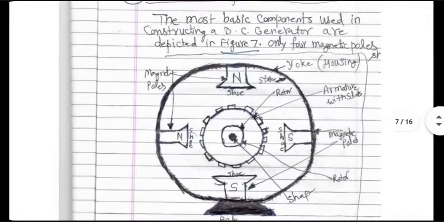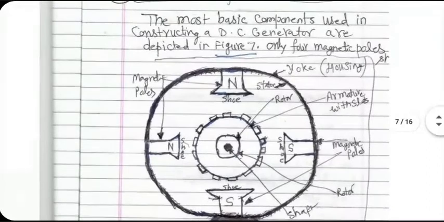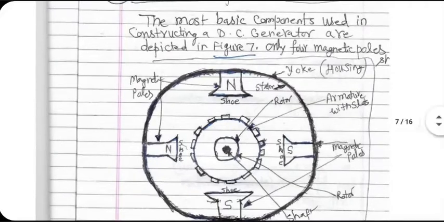Oh, by the way, the part that generates the electrical power is known as the armature. That means the rotating part, which has got all the conductors, is going to be called the armature. The loops on it are generally given the name armature windings.